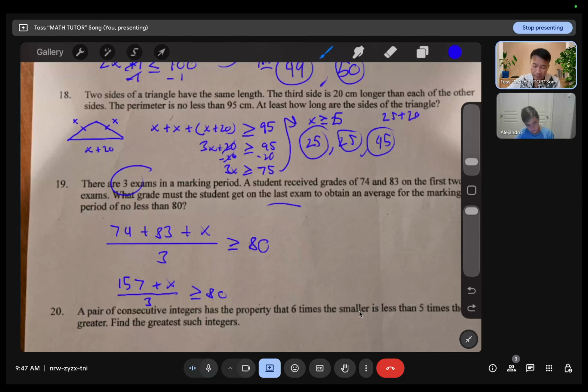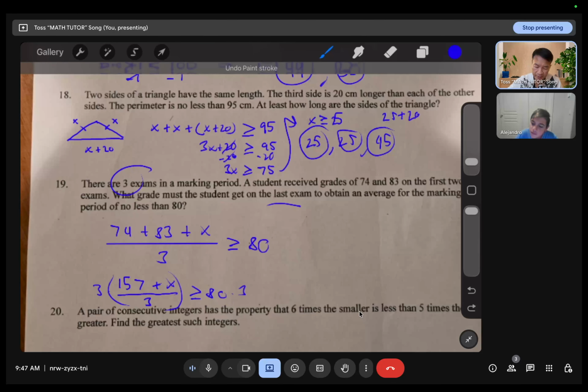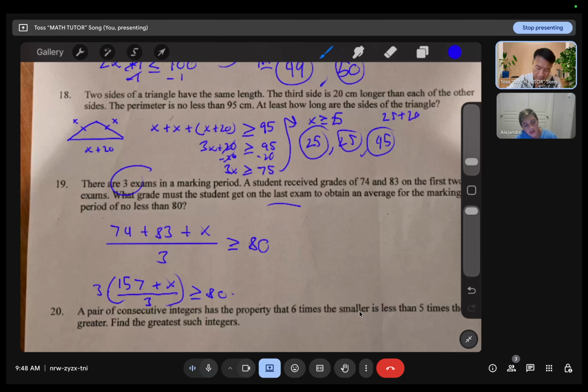Now the next step: multiply both sides by 3. You can parenthesize if you want, like this, like that, or even here. I'll try to keep it neat. I think actually the textbook will parenthesize it. It doesn't matter. You can parenthesize both of them. I'll do this one.